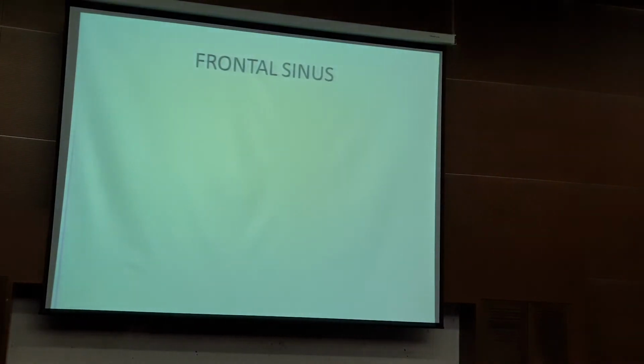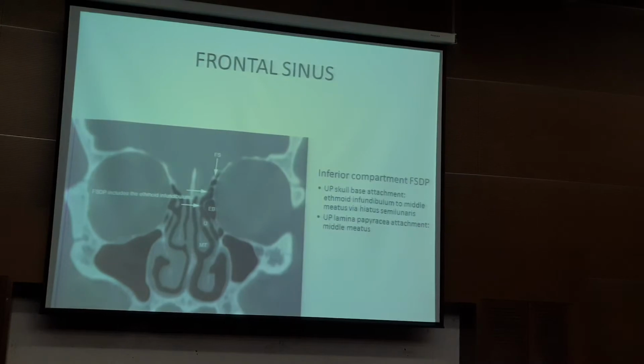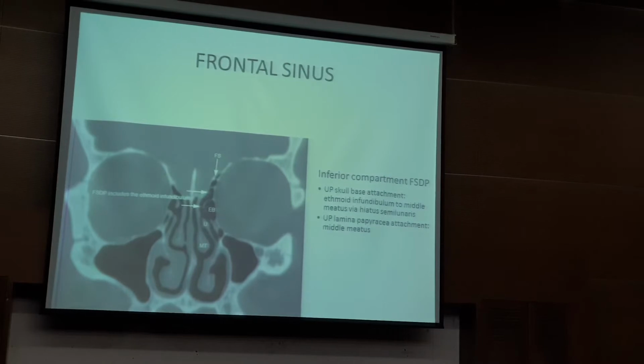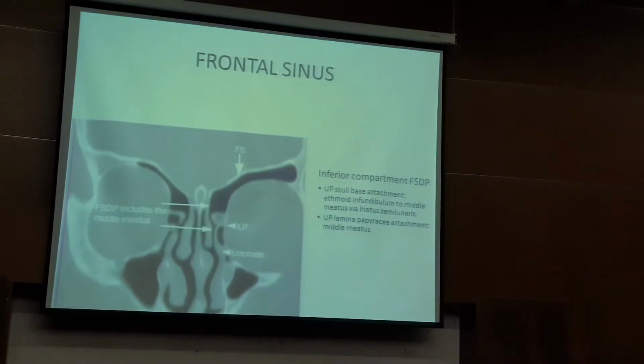Now I'm going to talk about the inferior compartment pathway. Depending on where the uncinate process attaches, if the uncinate process is attached to the base of skull, the cribriform plate or the middle turbinate, then the frontal sinus secretion will drain into the ethmoidal bulla, hiatus semilunaris, then into the middle meatus. In contrast, if the uncinate process attaches itself to the lamina papyracea, then here you will see that there is direct drainage of the frontal sinus into the middle meatus.